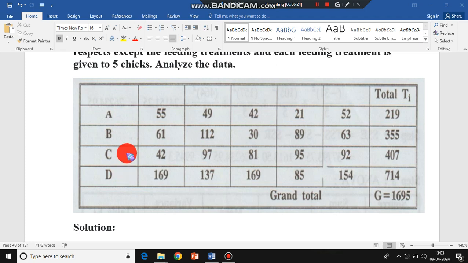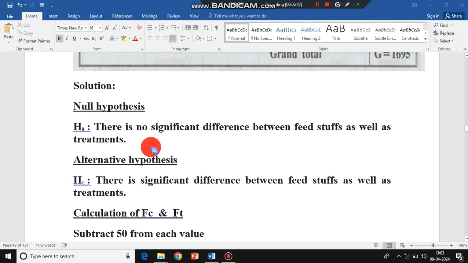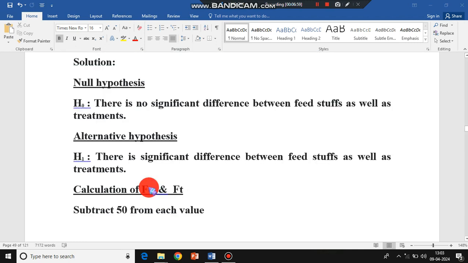Okay, right, then we assumed the null hypothesis. We know hypothesis means a blind statement for which the result can be obtained at the end of the statistical test. So we blindly say that there is no significant difference between feedstuffs as well as treatments, and that is a blind idea. We call it the null hypothesis. And definitely the alternative hypothesis is yes, there is a significant difference between feedstuffs, that is row wise, as well as treatments, column wise, because if the null hypothesis is not satisfied, we must have the alternative hypothesis.